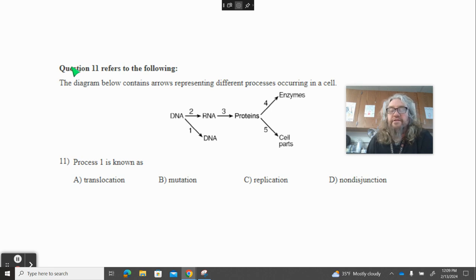Question 11 refers to the following. The diagram below contains arrows representing different processes occurring in a cell. So you have DNA and it's going to RNA, going to DNA, RNA to proteins, proteins to enzymes and cell parts. Process one is known as A, translocation, B, mutation, C, replication, D, non-disjunction.